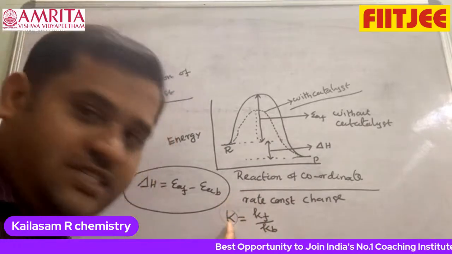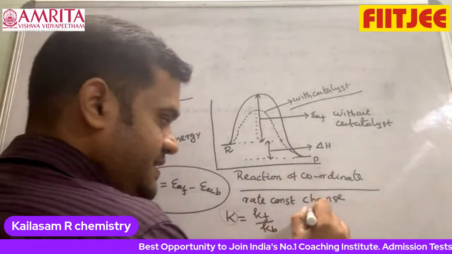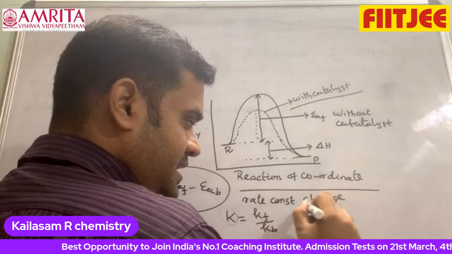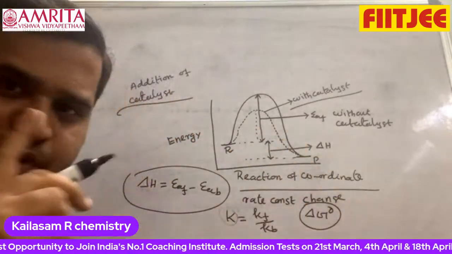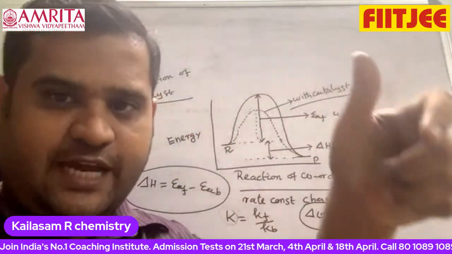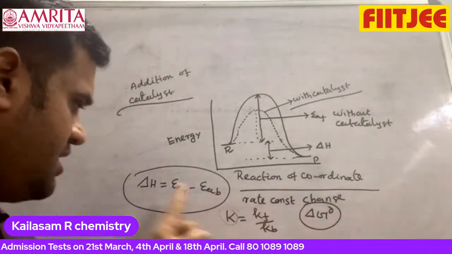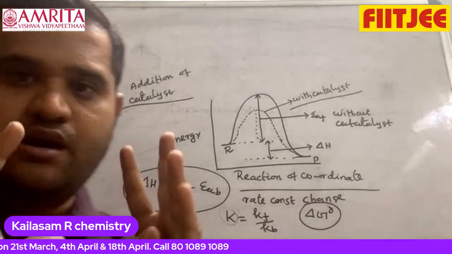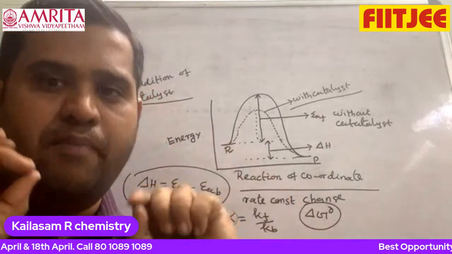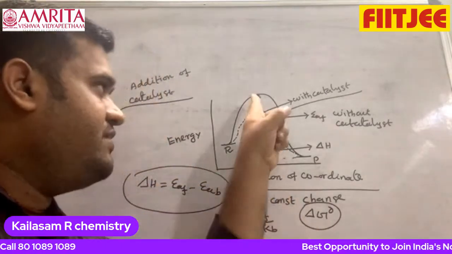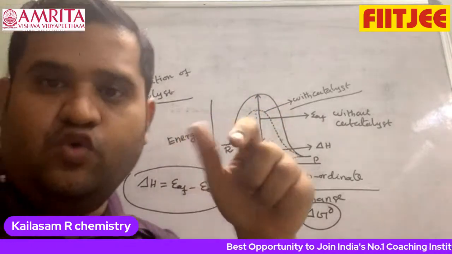When the equilibrium constant remains the same, we can say that delta G here also will not change. That means with the addition of a positive catalyst, the equilibrium constant, delta G naught and delta H of the reaction remain constant, but the rate constant and the energy of activation only are going to change.